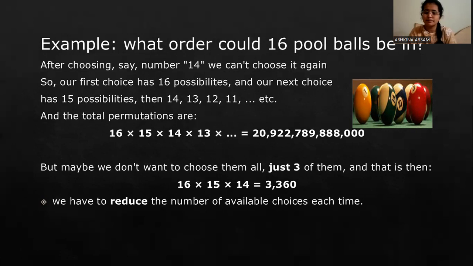So let us take a smaller problem in order to avoid going that complex. Here we need to choose just three of them. Our first choice could be 16, followed by the next choice 15, and the next 14. That is 16 into 15 into 14, that is 3360. One point to be noted here is that we have to reduce the number of available choices each time. That is a point to be noted.